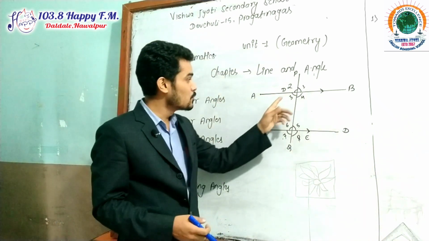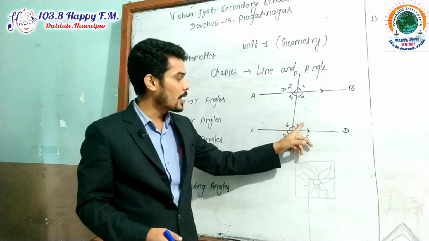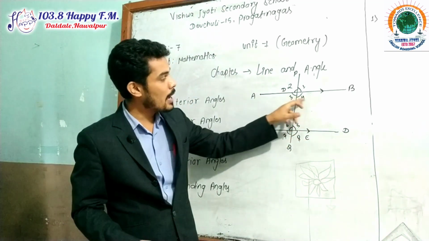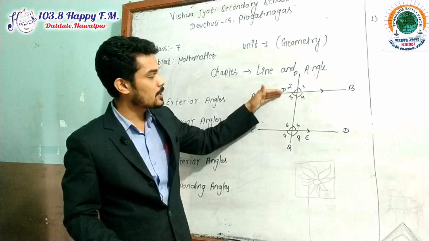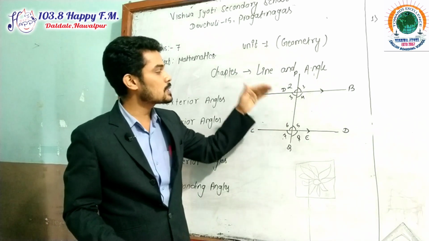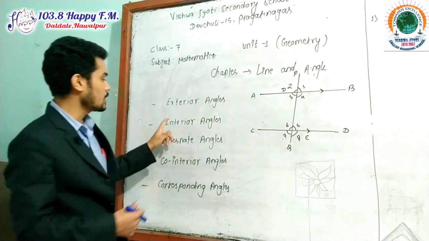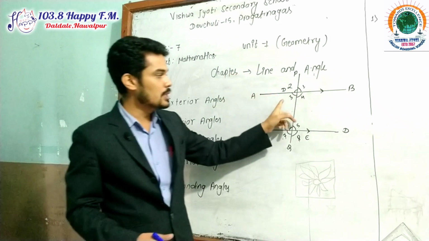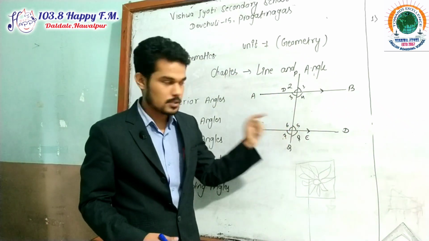Interior angle. Like 3, 4, 5 and 6. These 4 angles are formed inside the parallel lines. So those angles are known as the interior angles. 3, 4, 5 and 6.